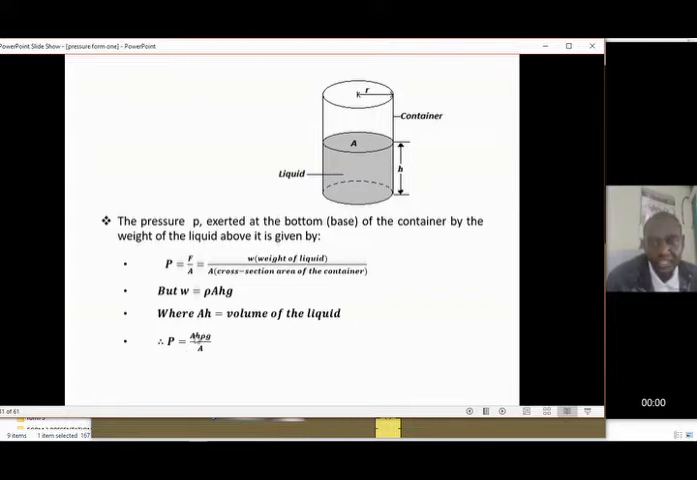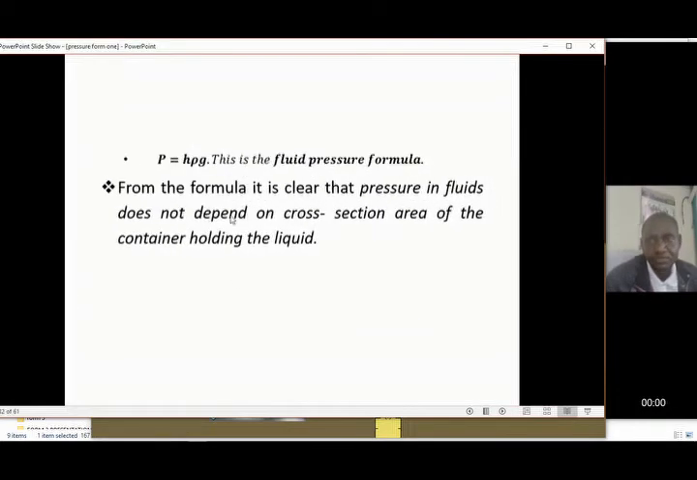Now, pressure is equal to the whole of this divided by area. Because area is the same, area cancels out, and you remain with height times density times pull of gravity. Therefore, pressure in fluids is given as height times density times the pull of gravity. This is the fluid pressure formula.